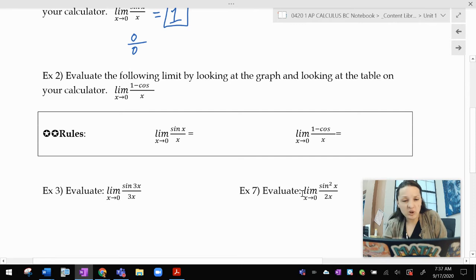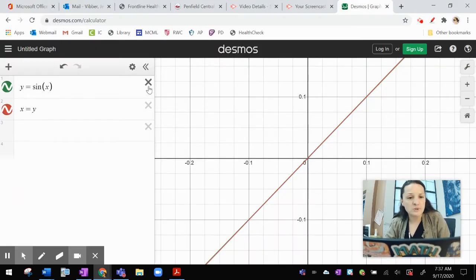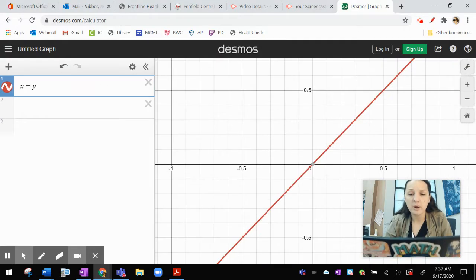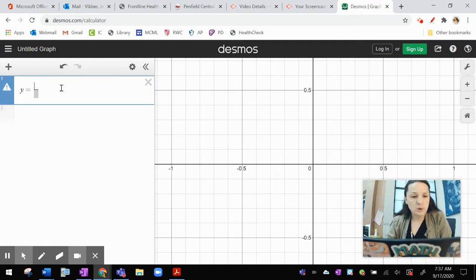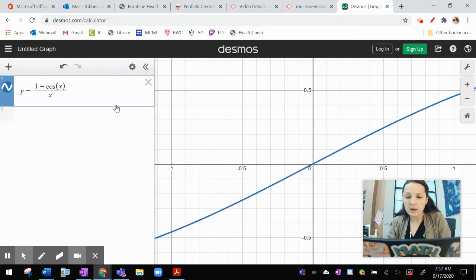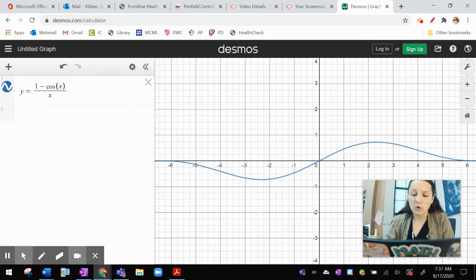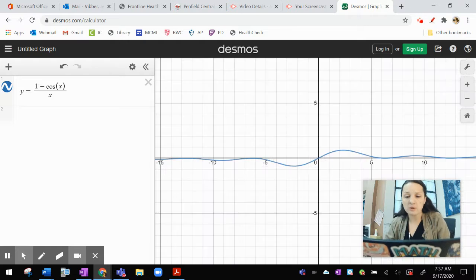Then it says, look at y equals, that should say 1 minus cosine x over x. So the limit as x approaches 0 of 1 minus cosine x over x. Let me zoom back out for a moment. So y equals 1 minus cosine x divided by x. Okay, that's what that thing looks like. And that's headed towards 0.